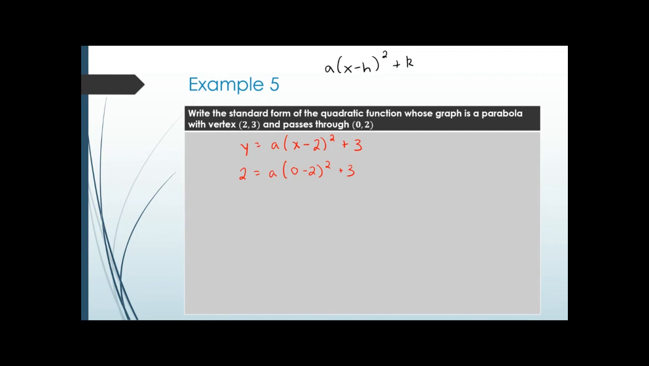So now I need to solve for a. So I have 2 equals a times (0 minus 2), and 0 minus 2 is -2. Now I need to square the -2, which is positive 4. So I have 2 equals 4a plus 3.